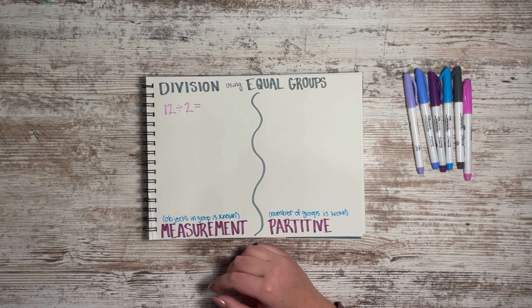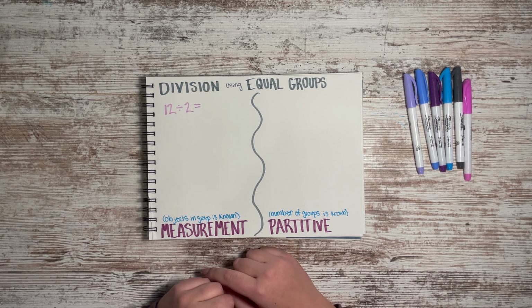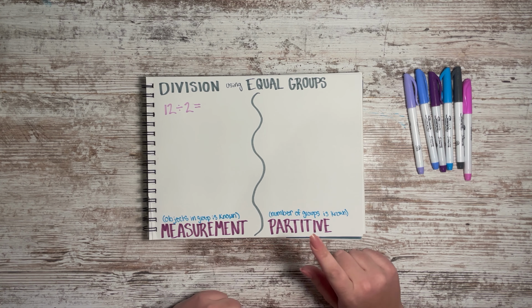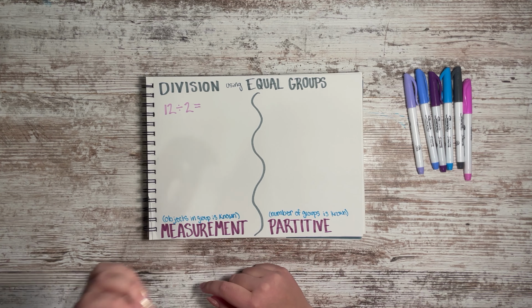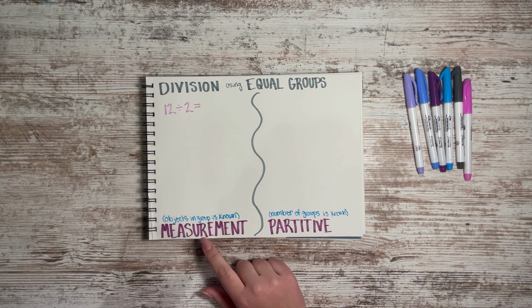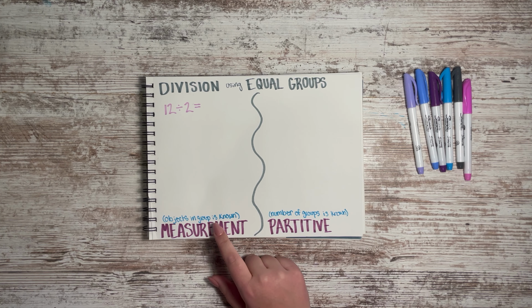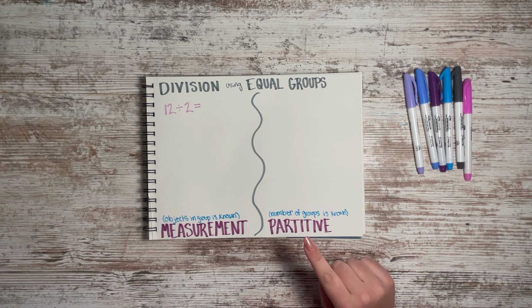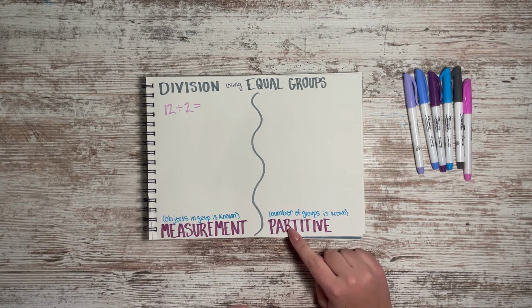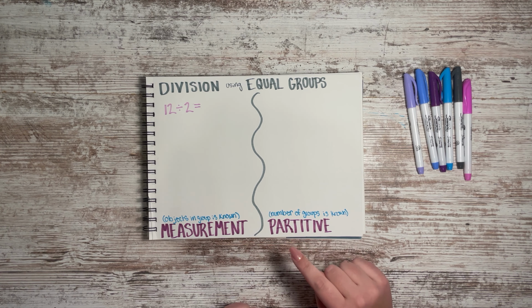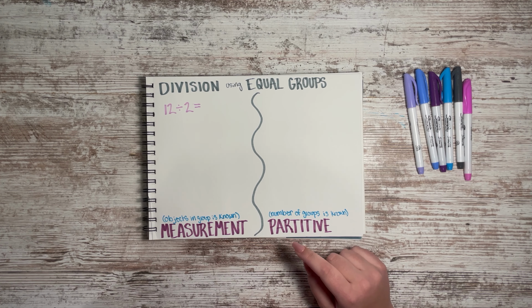So when we have a division problem, there are two ways to solve it by creating equal groups. One is using a measurement model and the other is using a partitive model. And you don't have to worry about these big words, just know that when we use a measurement model, we know the number of objects in each group. And when we use a partitive model, we know the number of groups. So when we use a measurement model, we're looking for the number of groups, and when we use a partitive model, we're looking for the number of objects within those groups.